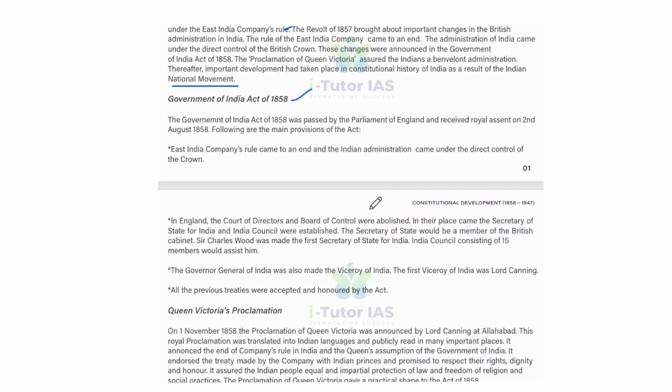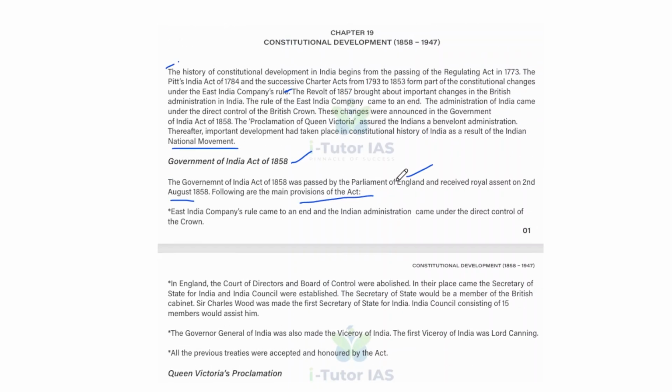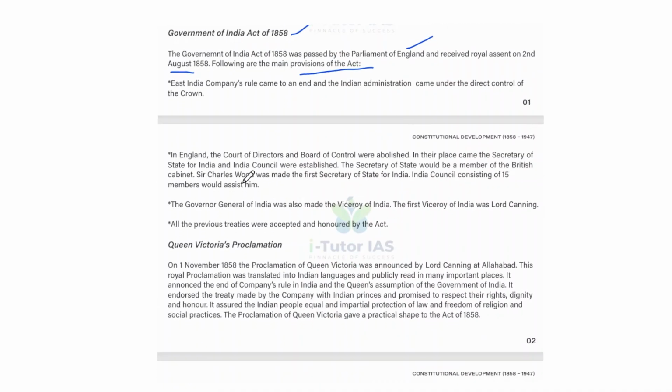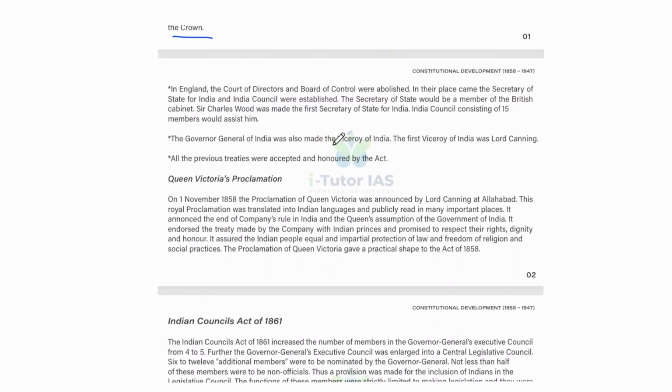The Government of India Act of 1858 was passed by the Parliament of England and received royal assent on 2nd August 1858. And the following are the main provisions of the Act. Okay, this is important, not only in history but also in your polity and public administration portions. The East India Company's rule came to an end, and the Indian administration came under the direct control of the Crown. And in England, the Court of Directors and Board of Control were abolished, and in their place the Secretary of State for India and the Indian Council were established.